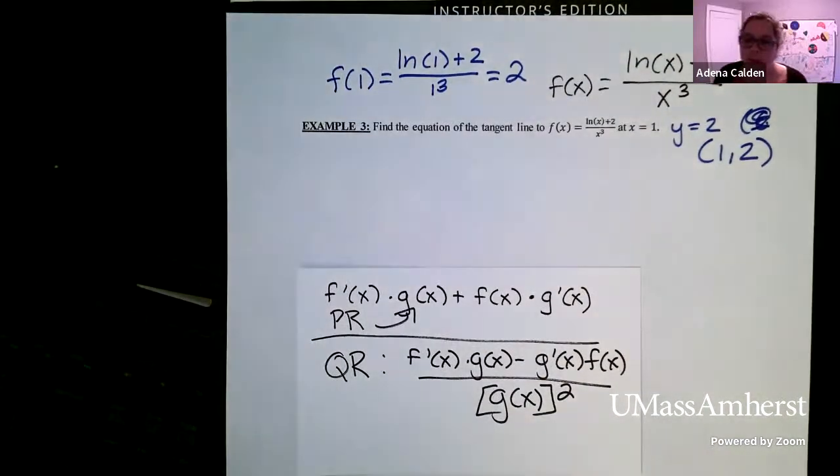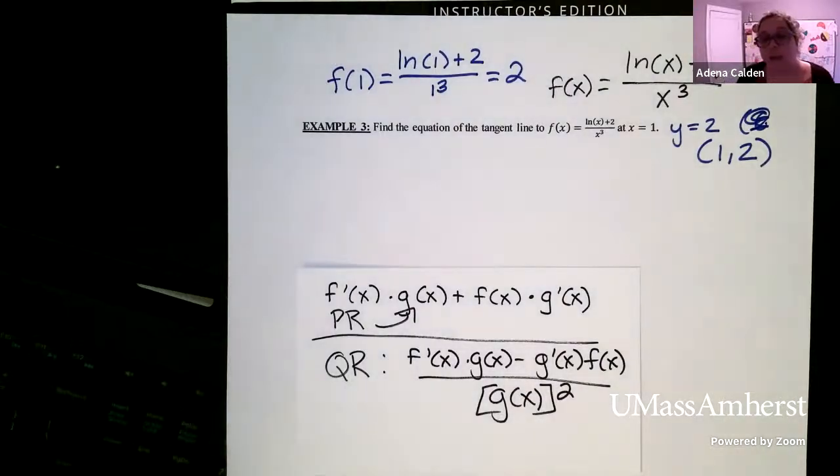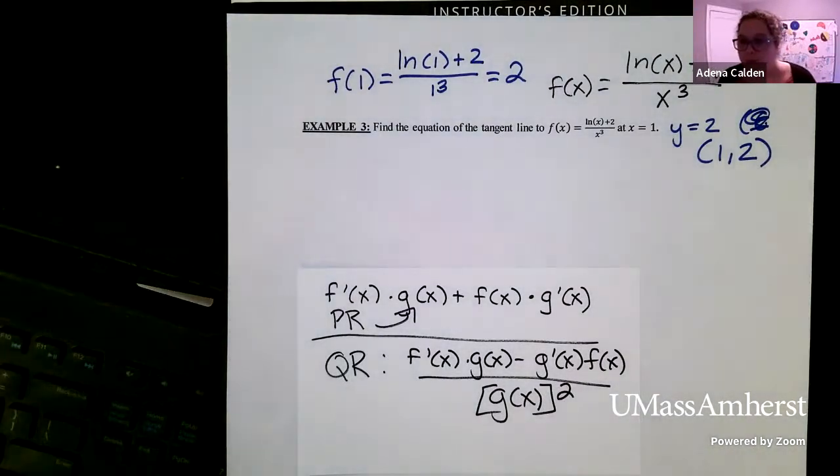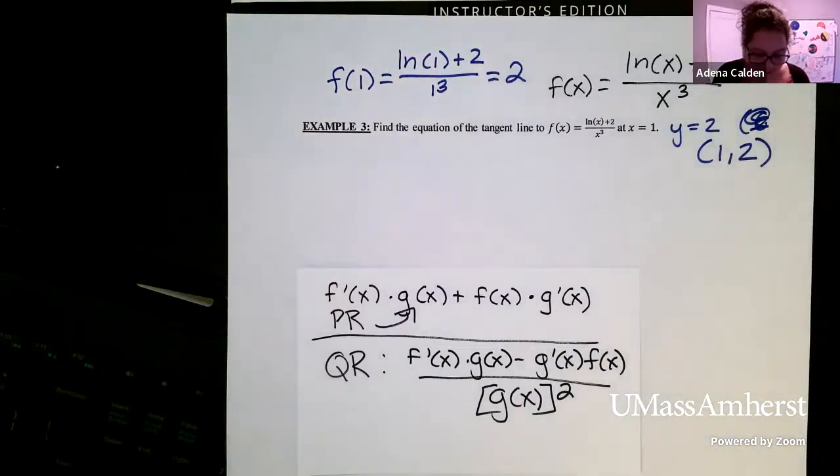Okay, so we have a point, and now we need the slope. So this is where our quotient rule is going to come in, because in order to get the slope, we need the derivative. So we're going to go ahead and do our derivative work sort of on the side.